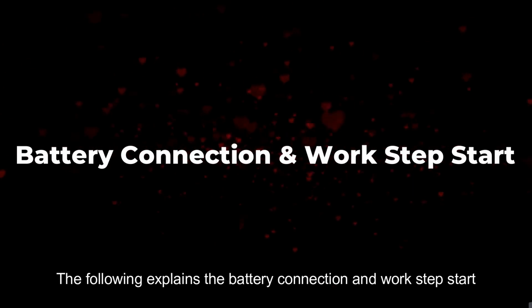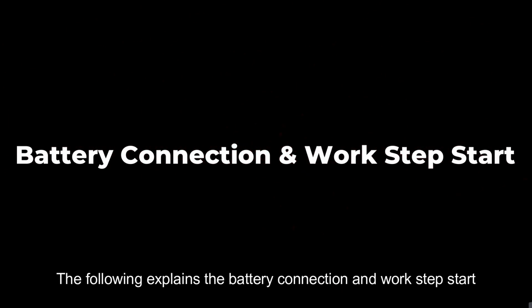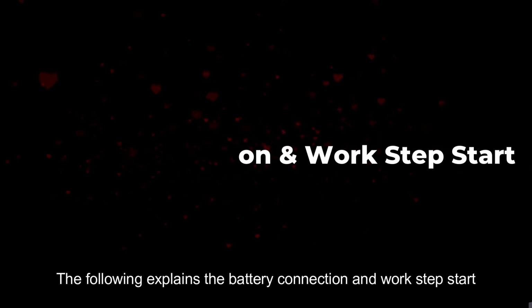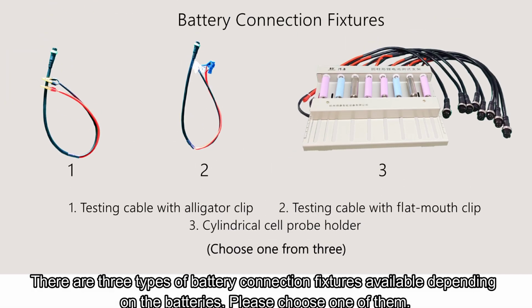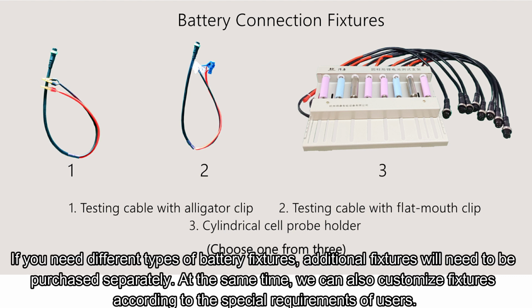The following explains the battery connection and work step start. There are 3 types of battery connection fixtures available depending on the batteries. Please choose one of them. If you need different types of battery fixtures, additional fixtures will need to be purchased separately. At the same time, we can also customize fixtures according to the special requirements of users.